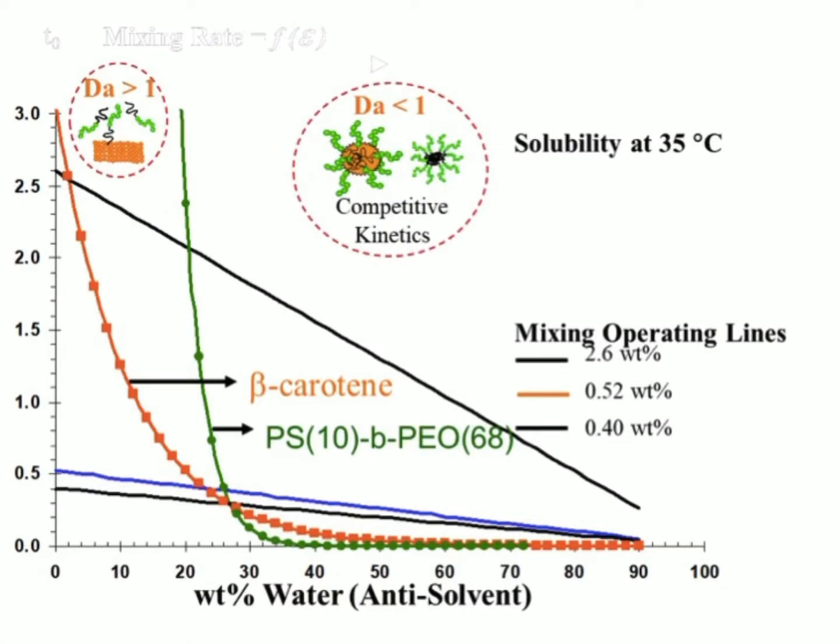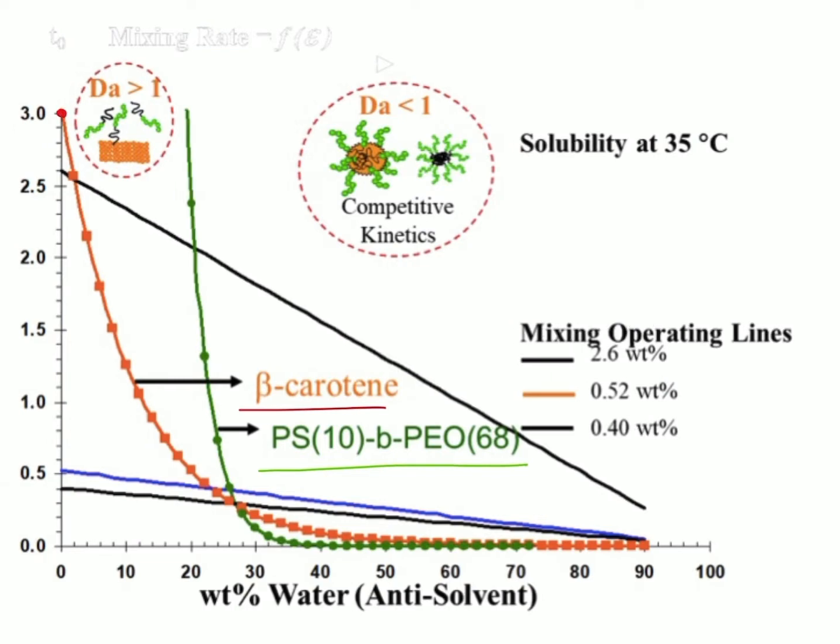Let's take this example where our solute is beta-carotene and our solvent is PS10B-PEO68. If we're starting with 3% weight percent material of beta-carotene, then the more we add water, its solubility is going to keep on decreasing because our solute is hydrophobic. And at some point, beta-carotene will precipitate because it's not thermodynamically favorable to stay in solution with water. And the same will happen with our polymer. Its solubility will keep on decreasing and it precipitates with beta-carotene.